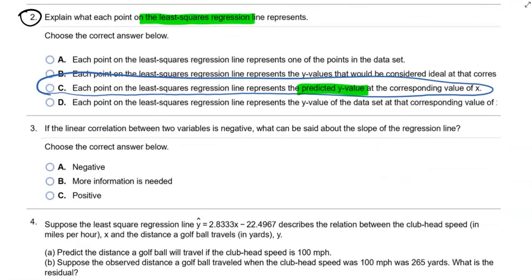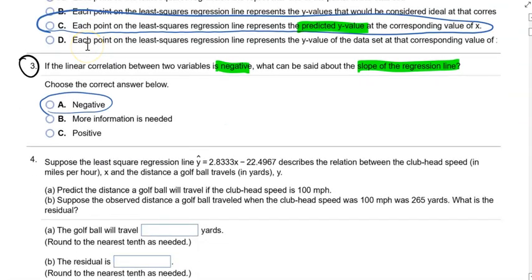Number 3. If the linear correlation between two variables is negative, what can be said about the slope of the regression line? The slope of the regression line is going to be negative. If the linear correlation between two variables is negative, the slope of the line must be negative.